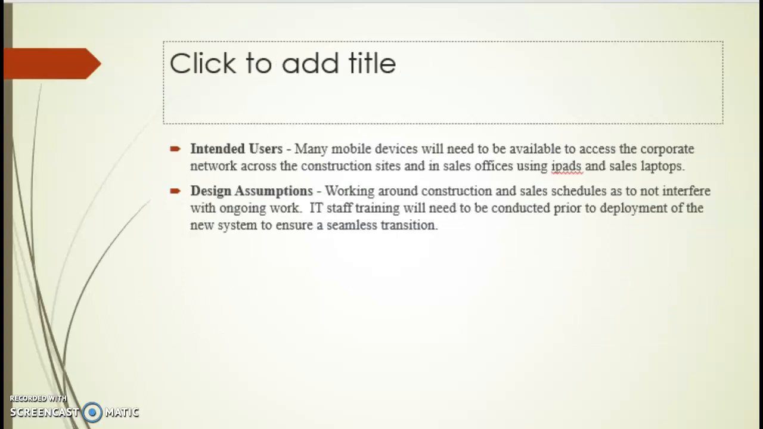Intended users. Many mobile devices will need to be available to access the corporate network across the construction site and sales offices using iPads and sales laptops. Signal for the guest network should be available in the sales office and model homes. The coverage for construction and sales employees should cover the community property.